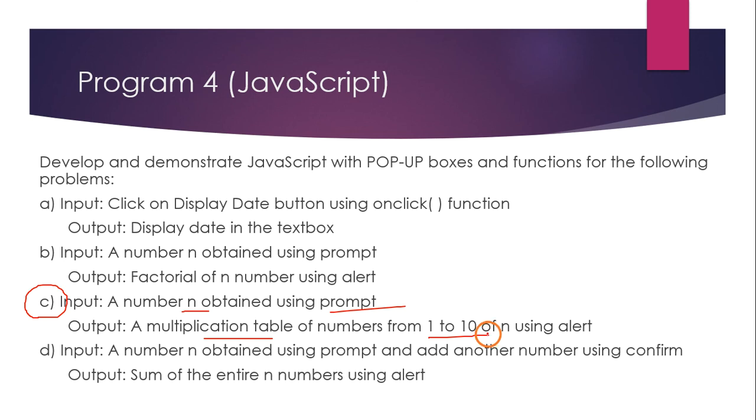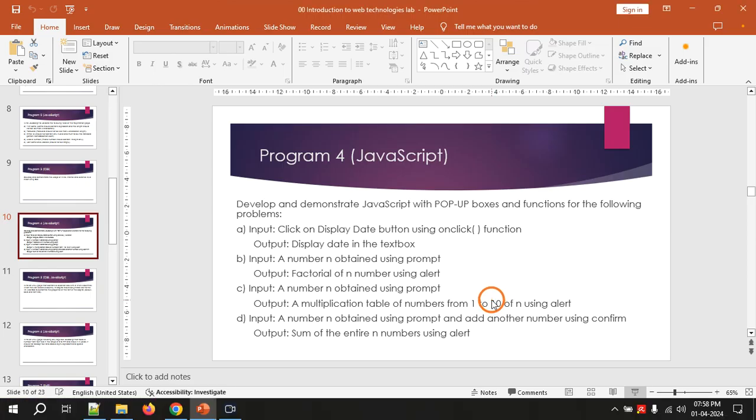For example, if the number is 2, our n is 2. So in the output, we have to display 1 into 2 equal to 2, 2 into 2 equal to 4, and so on. Okay, multiplication table. They're asking us to display the table up to 10. So let's see how to do it. This is also very simple.